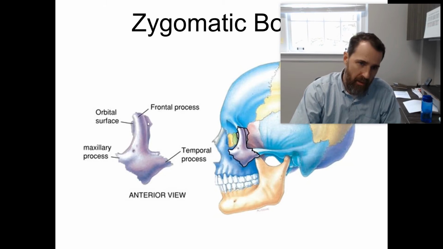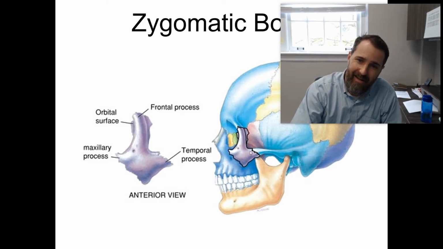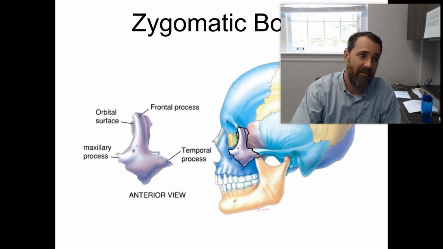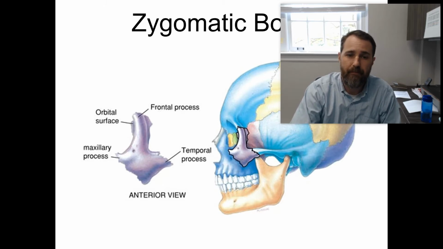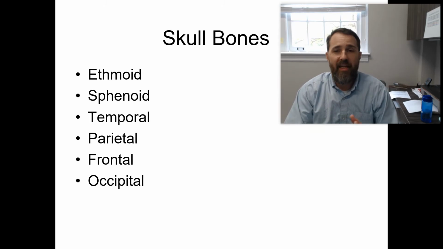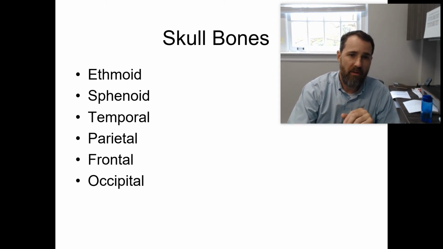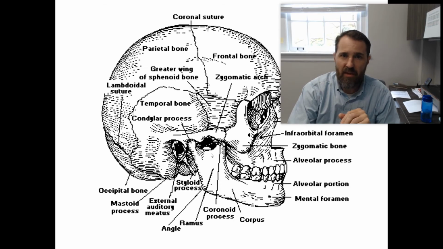And so here's the zygomatic bone in isolation. You can see it pulled out of this image right here, giving you a good idea of the frontal, the maxillary, and the temporal processes of the zygomatic bone. So that's the bones of the face. Now let's move into skull bones.